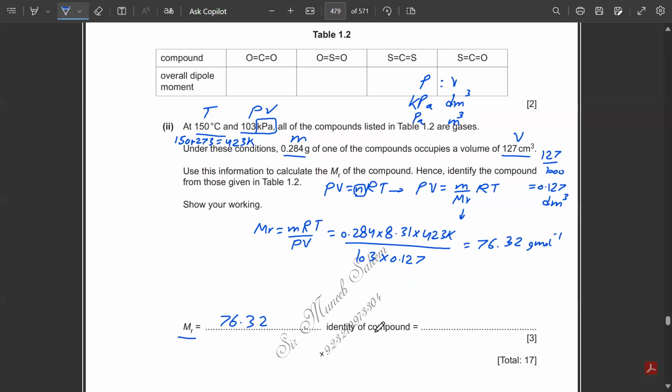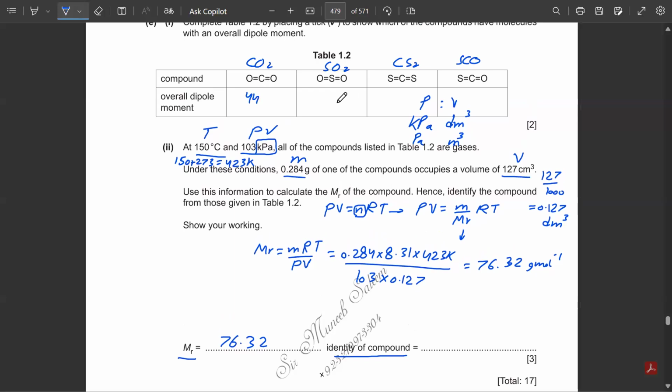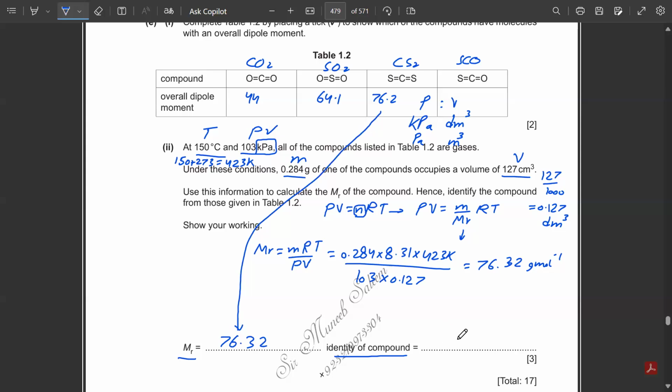Now identification of the compound. So the compound must be identified from these compounds in table 1.2. That's CO2, it's SO2, this is CS2 and this is SCO. CO2 mass is calculated to be 44, SO2 is 64.1, and CS2 is 76.2. So you can see 76.2 is matching very much with this. So the compound will be, you will write the compound formula, it will be CS2. So that's the answer.